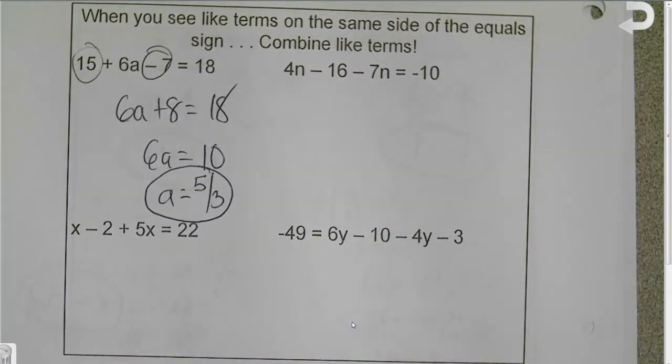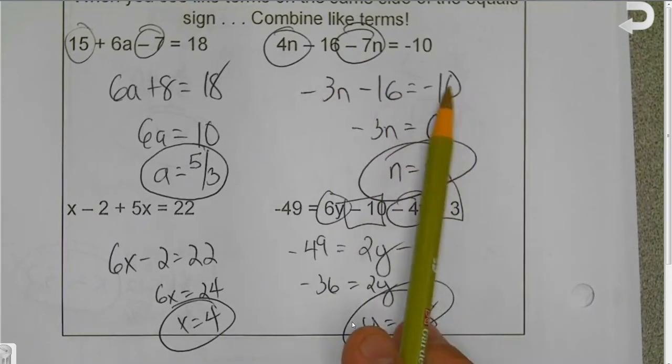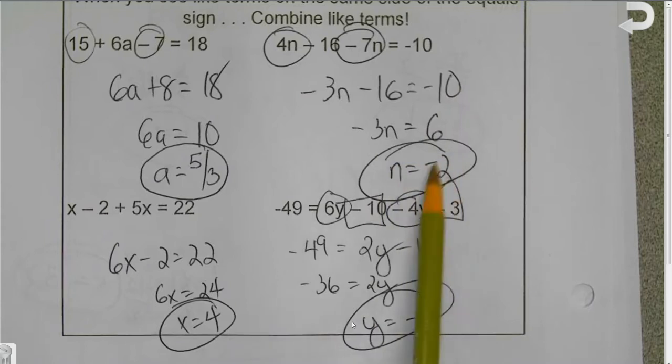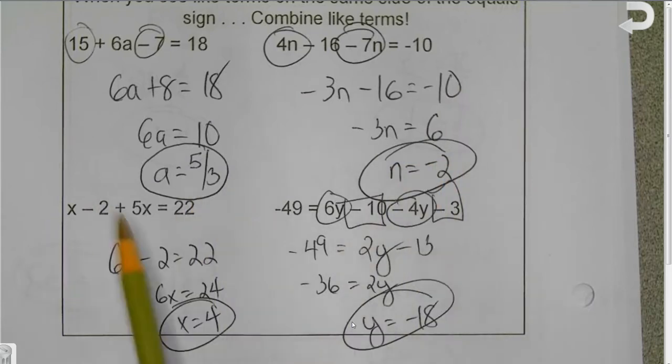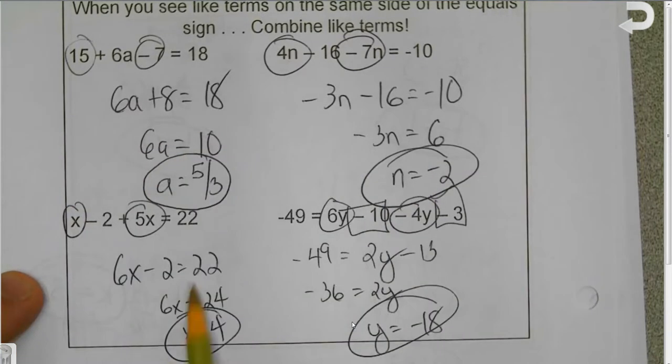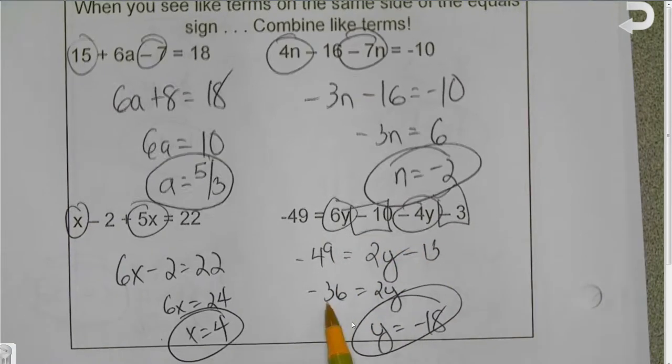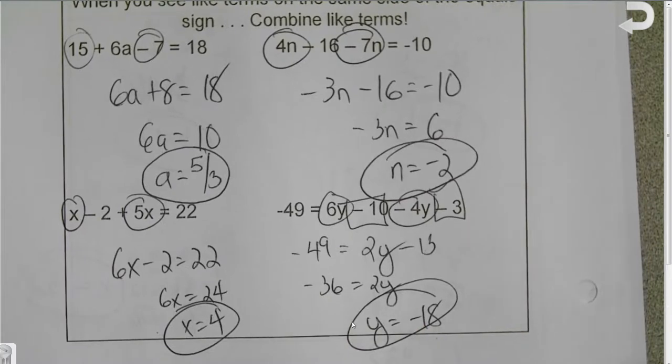Pause the video. Okay, so we combine the n's, add 16, divide by negative 3, get negative 2. Combine the x's, add 2, divide by 6, get 4. Here we had to add y's and numbers. Add 13, divide by 2, get negative 18.